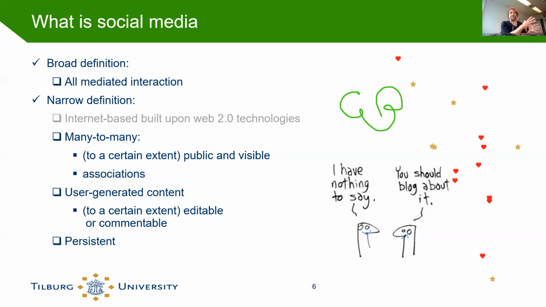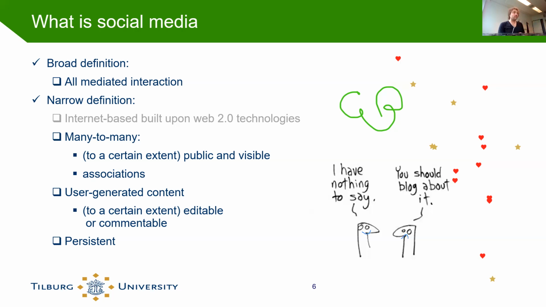Okay, let's get back to the definition. So if you look at what social media is, because then I can explain the last one. As a broad definition, we say all mediated interaction, but that would make phone calls social media as well. But the more narrow definition is many-to-many, to a certain extent user-generated content, and a certain amount of persistence. And all these characteristics are, to a certain extent, fluid.